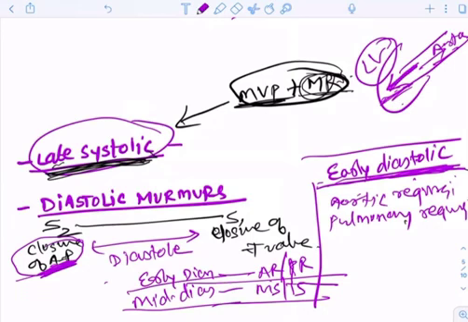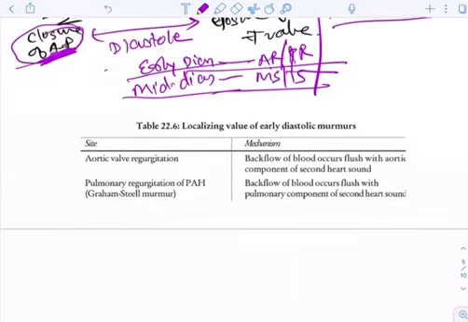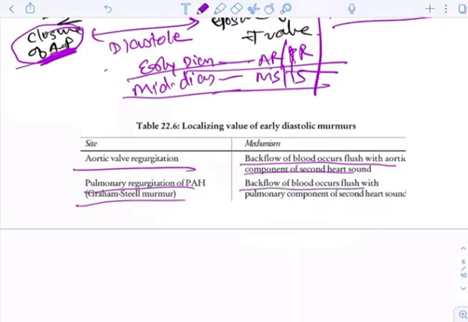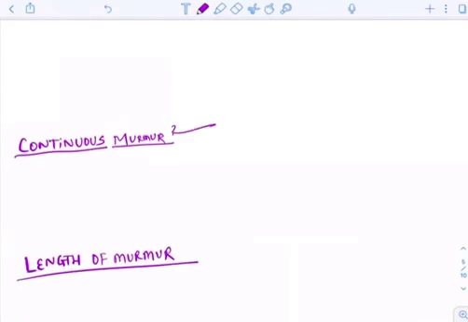Never be confused about in which lesion early diastolic murmur will occur. It is very simple. In early diastole, there is the isovolumetric relaxation period, so only regurgitant volume can come back from the aortic and pulmonary sites, and that's why we hear the early diastolic murmur in these lesions. As I told you, in aortic regurgitation, backflow of blood occurs after the aortic component of S2. Same is true for the Graham Steell murmur of pulmonary regurgitation, backflow of blood occurs.